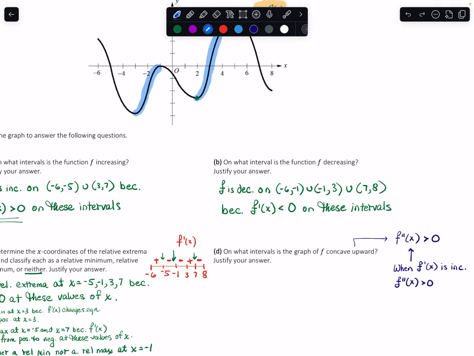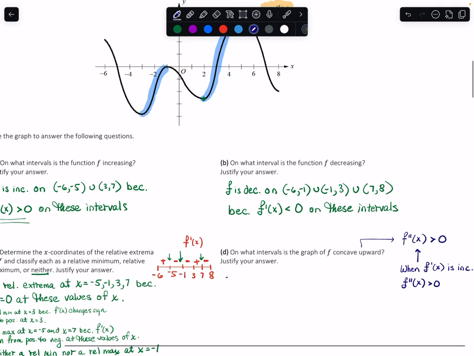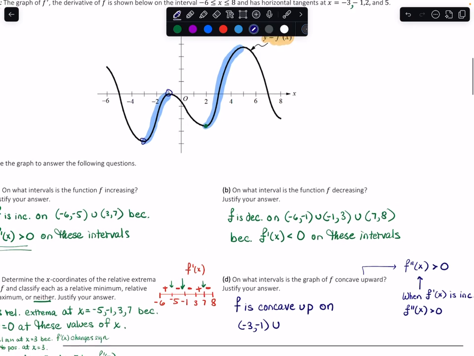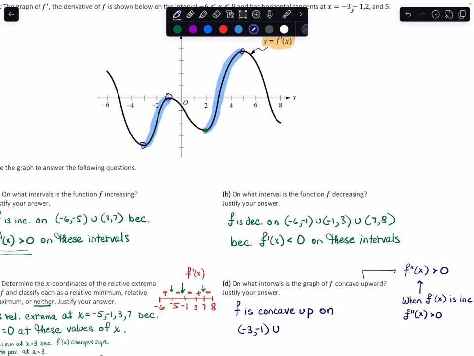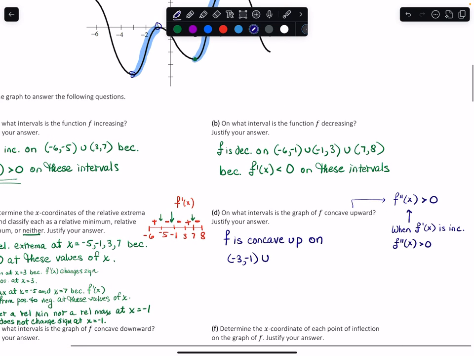It's the same relationship between f and f prime as f prime and f double prime. They're the same relationships. So I'm going to say that f is concave up on, now where are my intervals? So from here to here, so that's -3 to -1 union, okay, between 2 and then over to here, which is 5. We're like, okay, because.